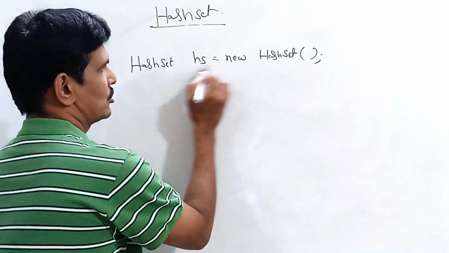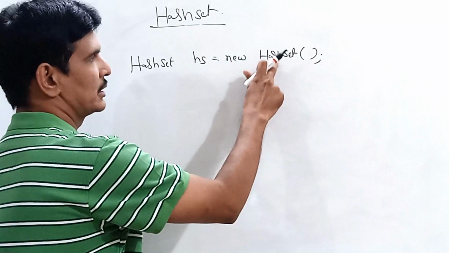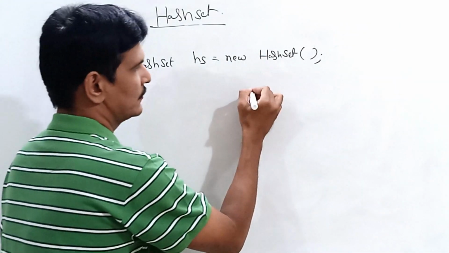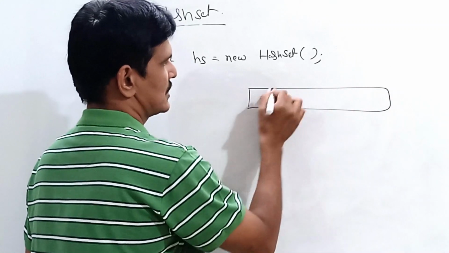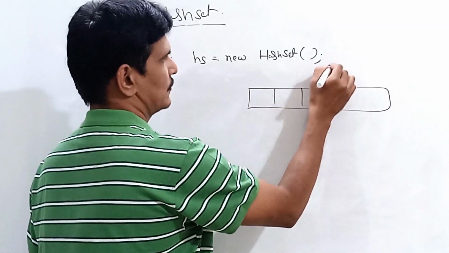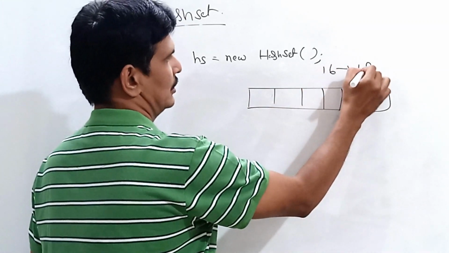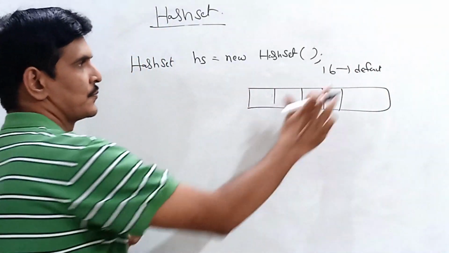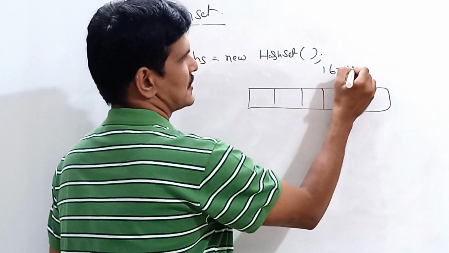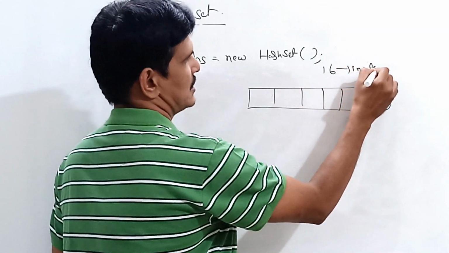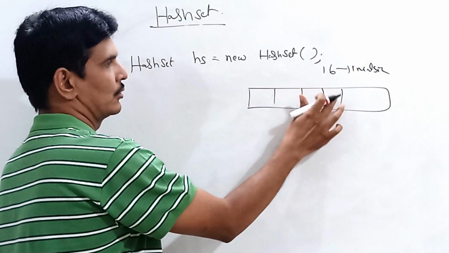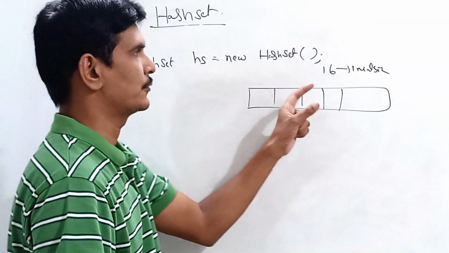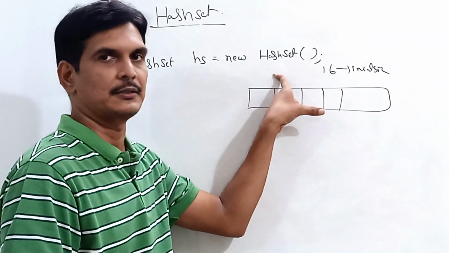So when I create a hash set object like this, we are calling the default, empty constructor here. By default it will allocate 16 locations. These are the default size, or we can say initial size. Initial size means it will by default allow us to store 16 objects or 16 elements. So this is the default or initial size of a hash set.